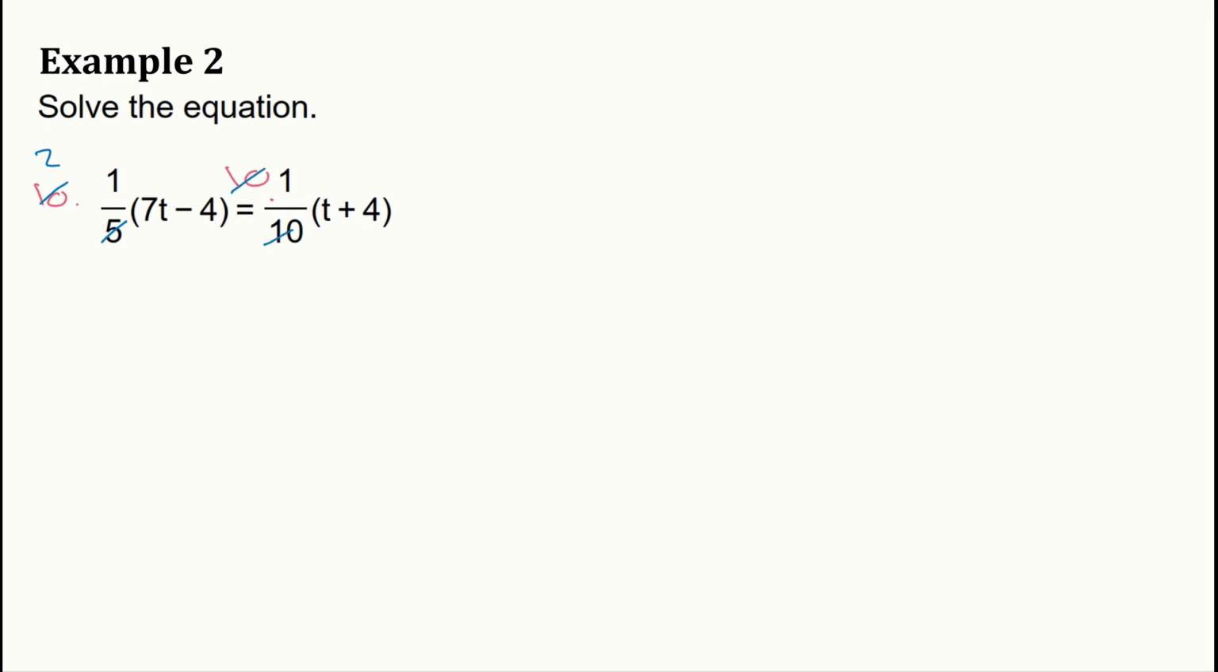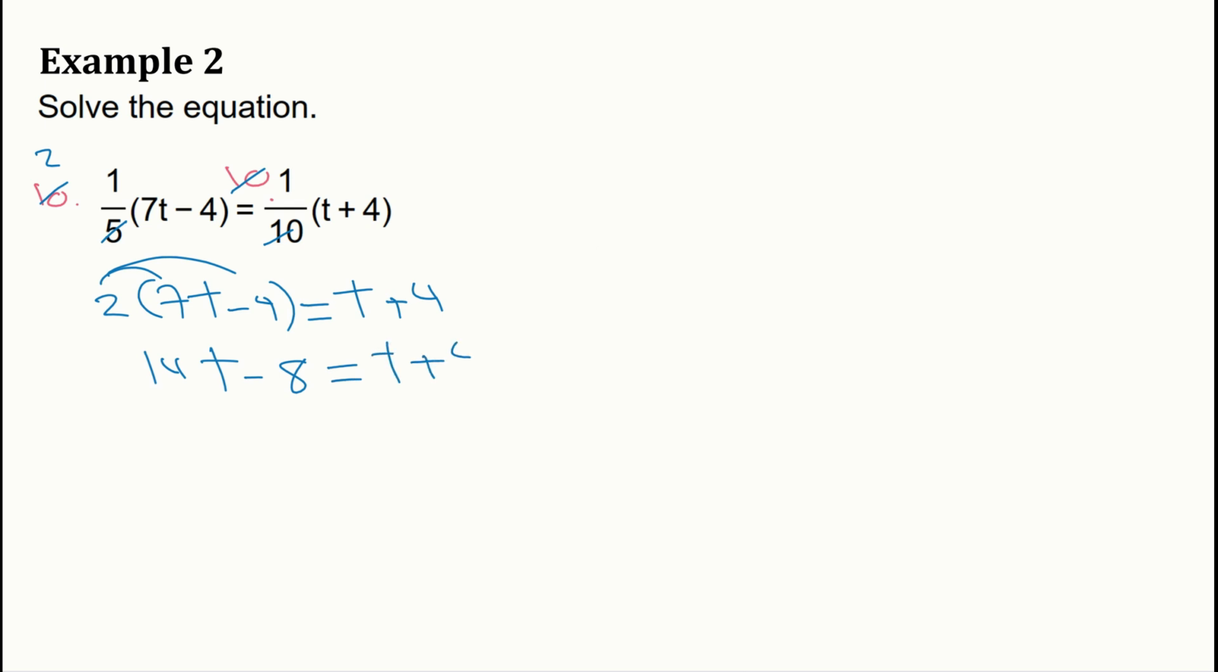So now the simplified equation is going to be 2 times 7t minus 4 equals t plus 4. So you see that's much nicer and simpler to work with because we don't have any fractions anymore. So now we go ahead and distribute the 2. So we get 14t minus 8 equals t plus 4.